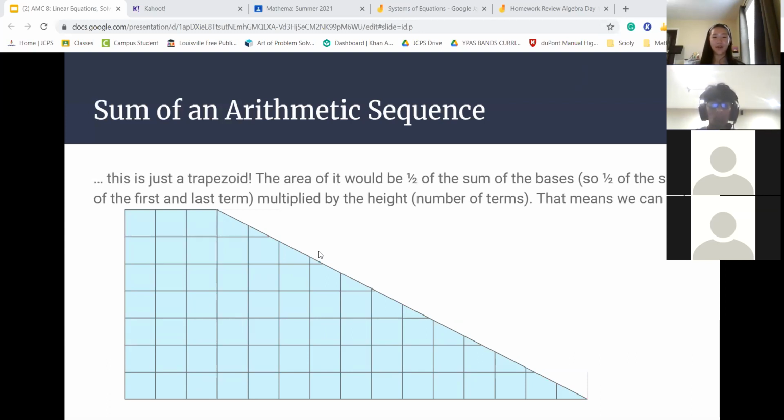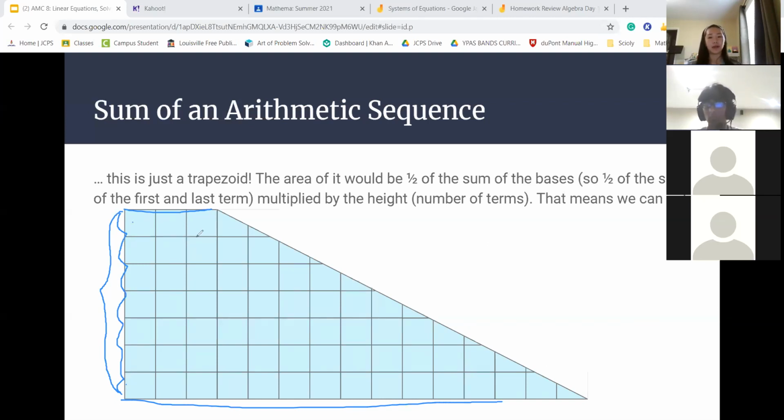So, if you know how to find the area of a trapezoid, if you learned this at school, it's just 1/2 times the sum of the bases. The bases are just the top and the bottom. So that means we would just do 1/2 times the sum of the first and last term multiplied by the height. That's the formula for the trapezoid. And the height here would be the number of terms. So that's why we can get this equation that we saw in the beginning, 1/2 times the sum of the first and last term multiplied by the number of terms.